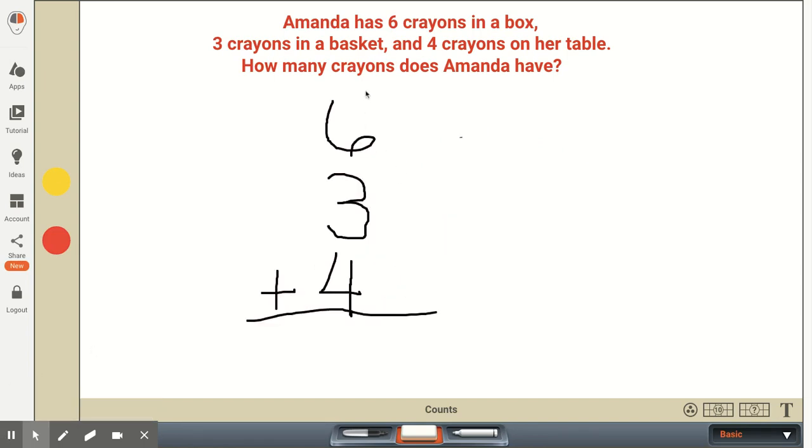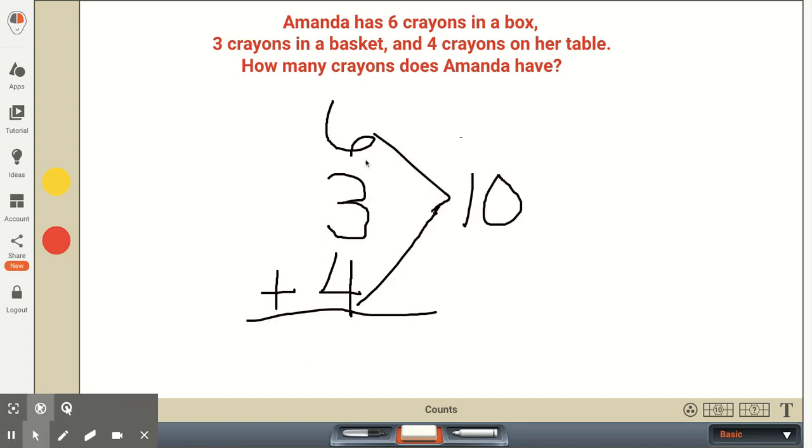Other students might line this up vertically. So we have 6 plus 3 plus 4, the line drawn below, so is equal to, and we're looking for our answer down here. And they may combine the 6 plus 4 this way, so they know 6 plus 4 equals 10, and add 3 more, and then they'll get their sum of 13.